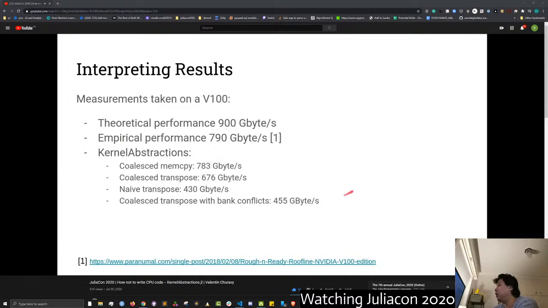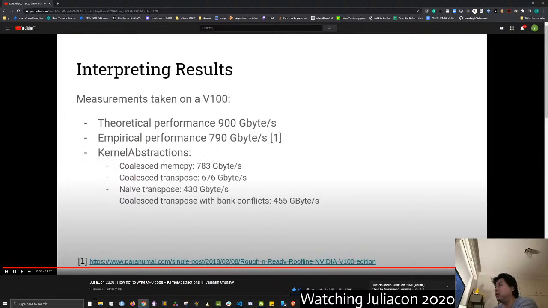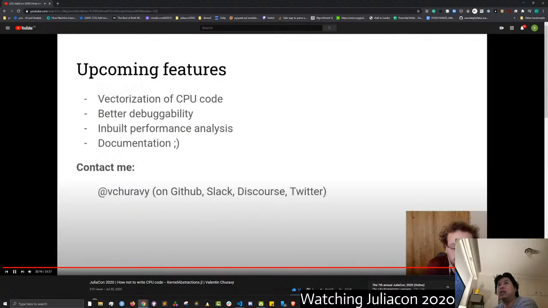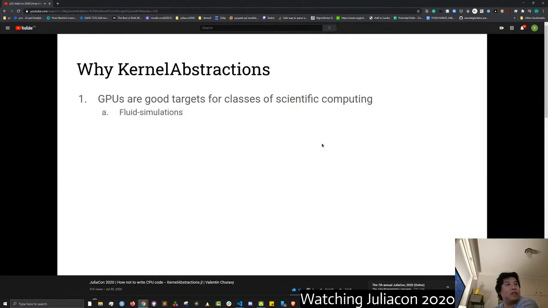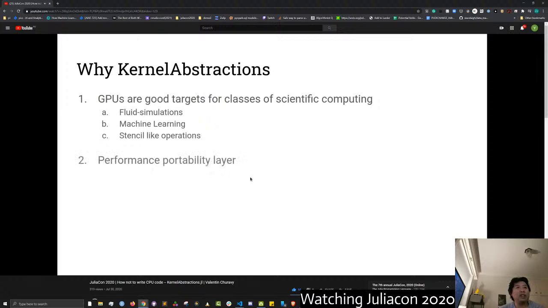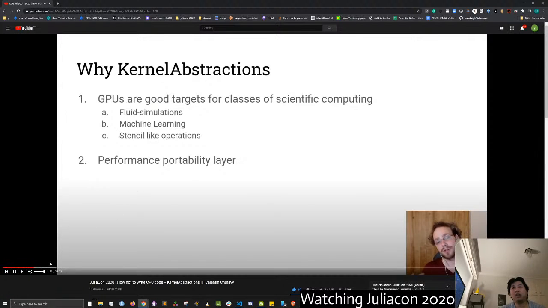Right now they're writing a next generation climate model all in Julia. GPUs are good targets for certain classes of scientific computing, as an example, fluid simulations, climate simulations, machine learning, anything that is a stencil-like operation really shines on a GPU. But we also need a performance portability layer because we have to target multiple different kinds of GPUs. We have to target CPU.